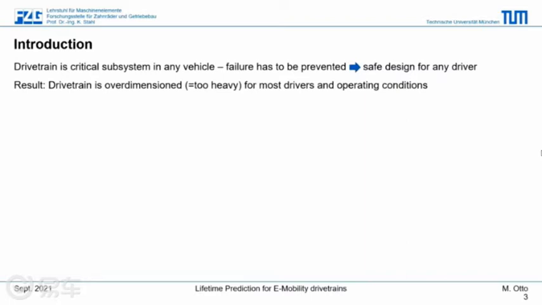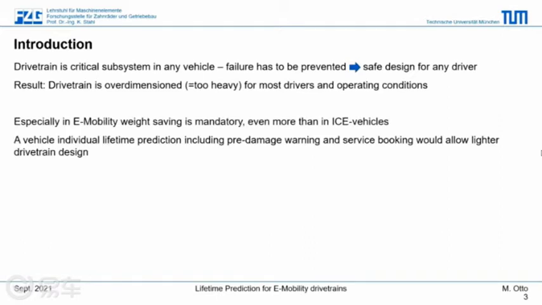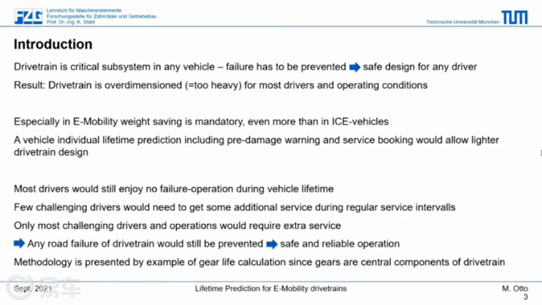The drivetrain is a critical subsystem in any vehicle, so failure has to be prevented. This means today safe design for any driver is applied. As a result, drivetrains are overdimensioned. That means they are too heavy for most drivers and operating conditions. Especially in e-mobility, weight saving is mandatory, even more than in ICE vehicles today. A vehicle individual lifetime prediction, including pre-damage warning and service booking, would allow lighter drivetrain design.